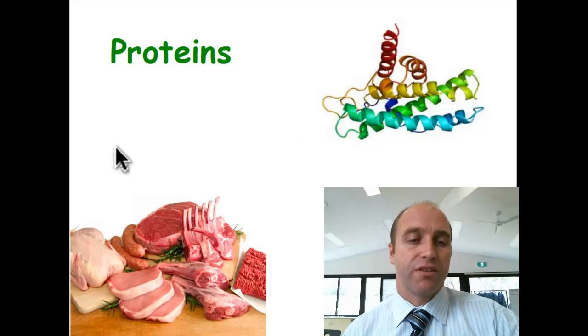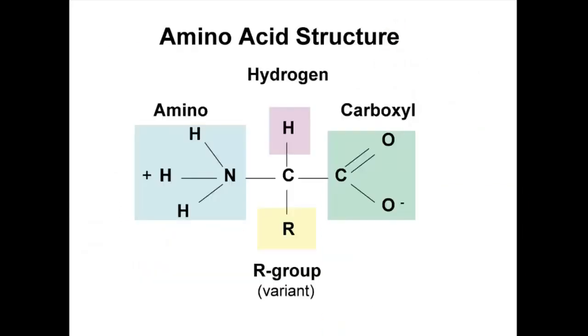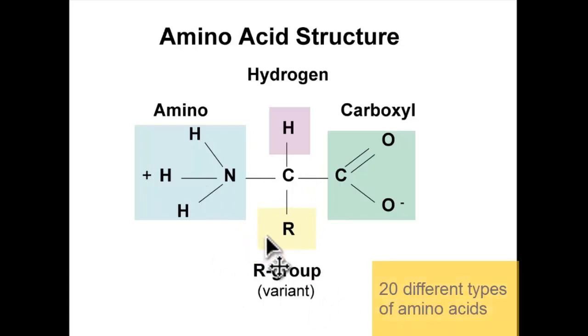Okay, the basic unit of these is an amino acid. And let's talk about the structure of these amino acids first. Amino acids basically have a carboxyl group with that carbon and the oxygen, an amino group with the nitrogens and the hydrogens, and they have an R group, and that is a variable group that makes it different. There's actually 20 different types of amino acids, and each one of them has a different R group.